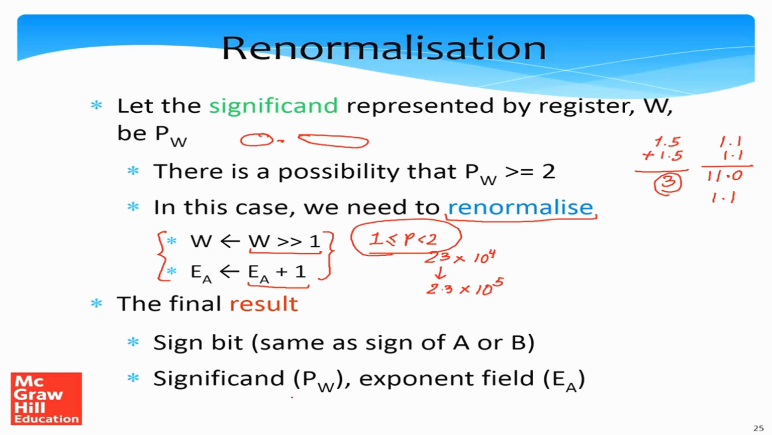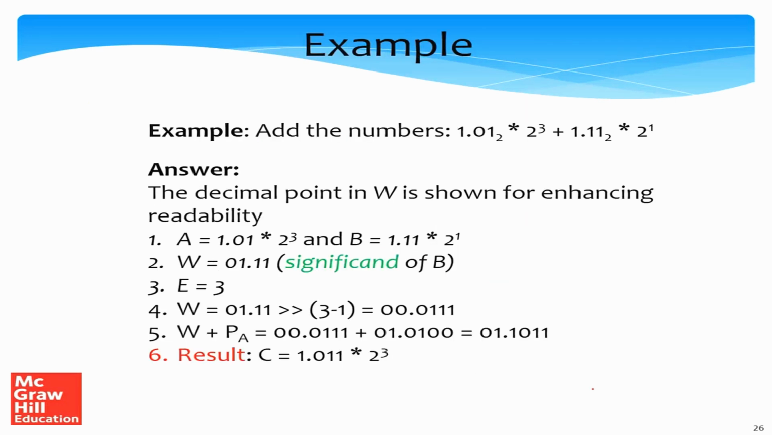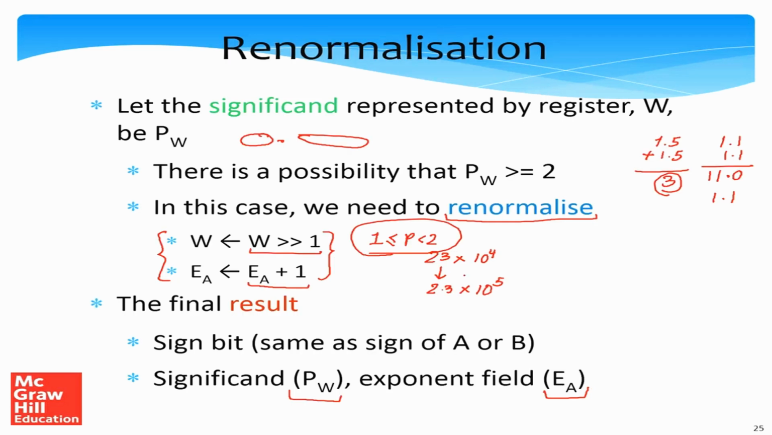Now we also have the significand PW and we have the exponent field EA. Given that we have all three, we can construct a floating point number. So let me just quickly go back. We know the sign of the result, and we know the significand. From the significand, we can find the mantissa, the 23 bits after the point. And we also know the final exponent field, so we can have EA over here, after doing these two steps. So let's explain with an example.